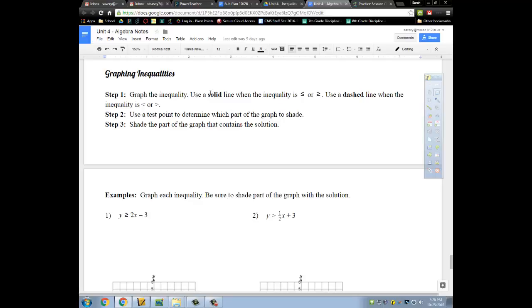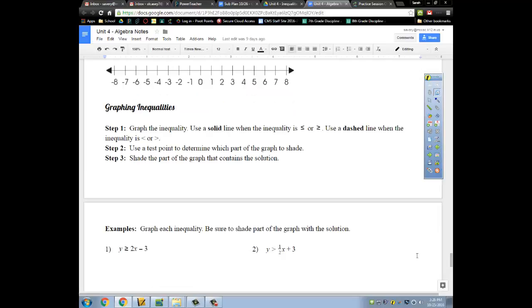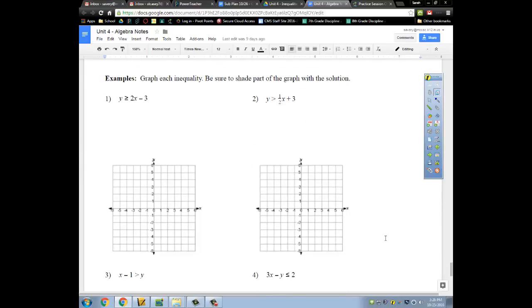We will use a solid, so a normal line, if the inequality symbol is less than or equal to or greater than or equal to. We'll use a dashed or dotted line if the symbol is less than or greater than. And then we will shade part of the graph depending on what our sign says. So let me scroll down a little bit. Okay, on the next page, we have 4 examples.